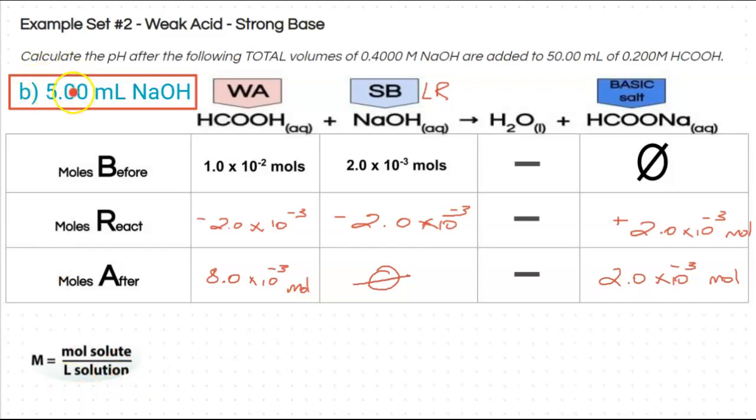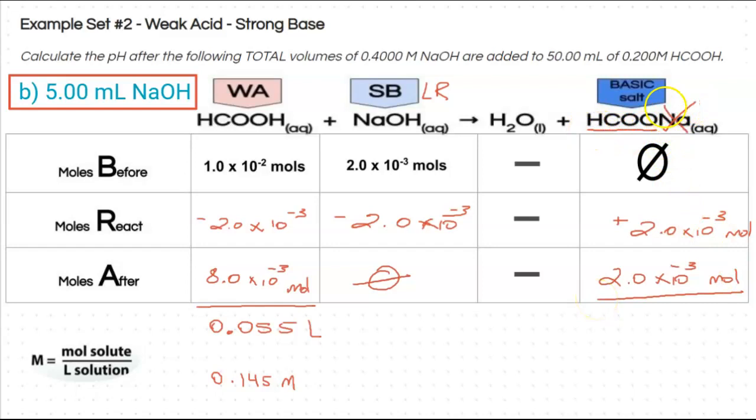Well, I now have a new volume for my solution. I had 50 milliliters of acid, and I added to that 5 milliliters of sodium hydroxide. So my new volume is 55 milliliters. So I'm going to divide my moles by 0.055 liters to get my new concentration. For the methanoic acid, that's going to be 0.145 molar.